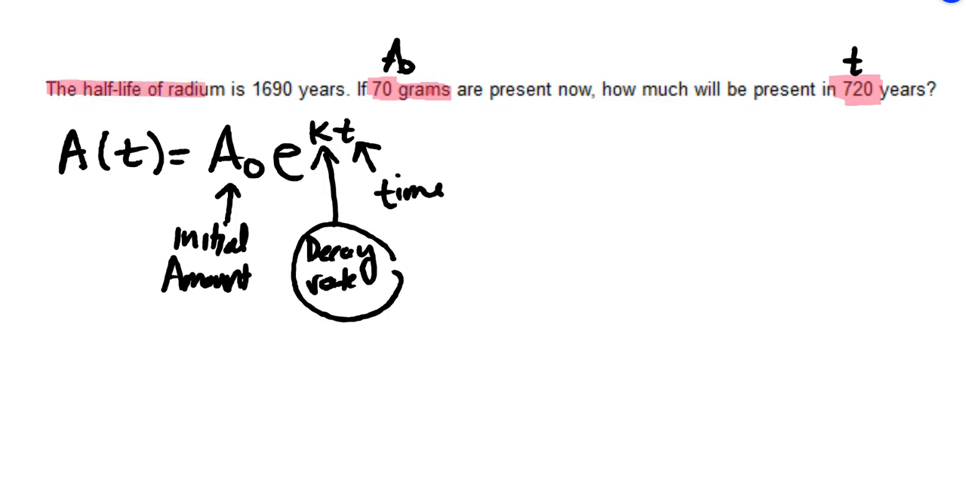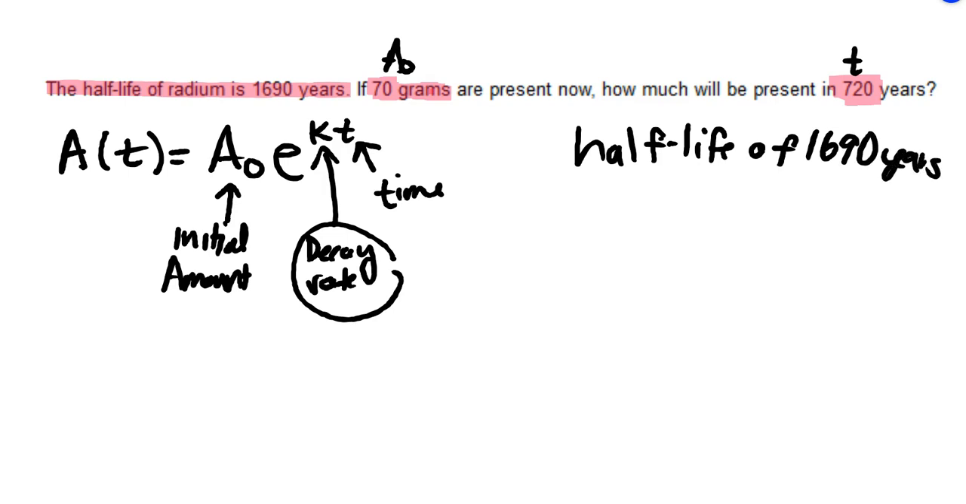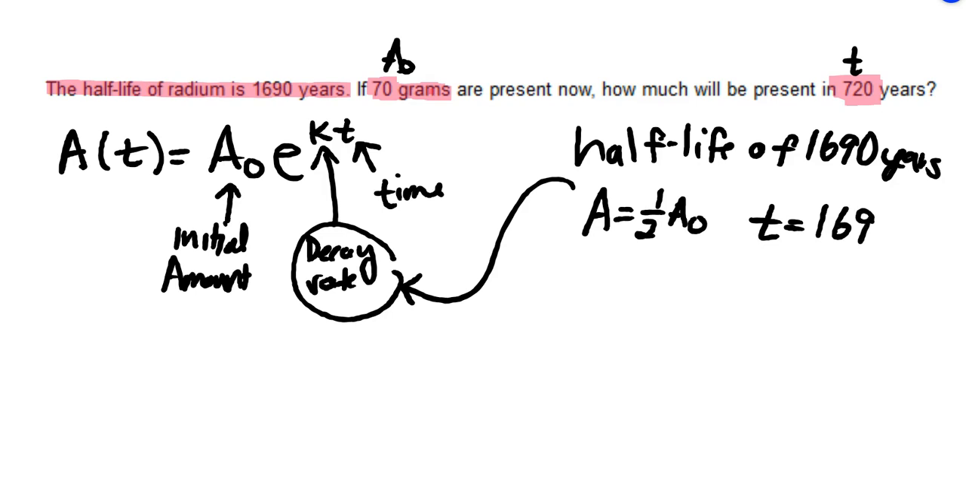And this first sentence is telling us the half-life of radium. We have a half-life of 1,690 years. This piece of information is going to help us find that missing variable, the decay rate. A half-life is the time it takes to decay to half of the initial amount. So this is telling us the relationship between A and A naught. The half-life is telling us that we're going to end up with half of what we started with when we have a time of 1,690 years. With that information, we're going to be able to find the value for k.